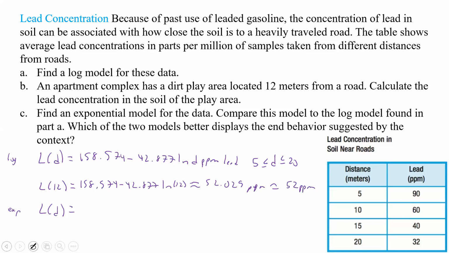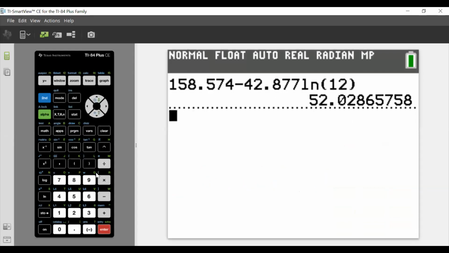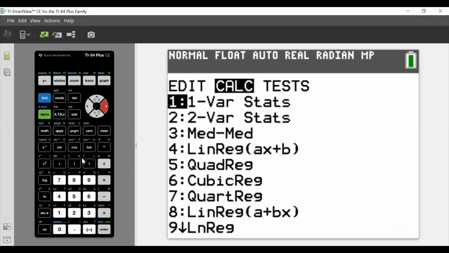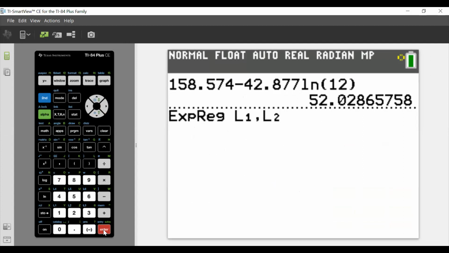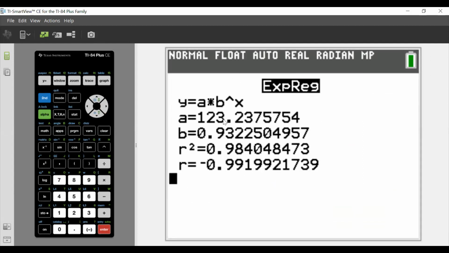Now we have to find L of D, and we need it in the exponential form now. All right, so let's go over here and look. We go here, stat, go over to calc, and now we want 0, the exponential regression. L1 and L2 still the same. And so now it's going to be 123.237, and then 0.932 for the other value.